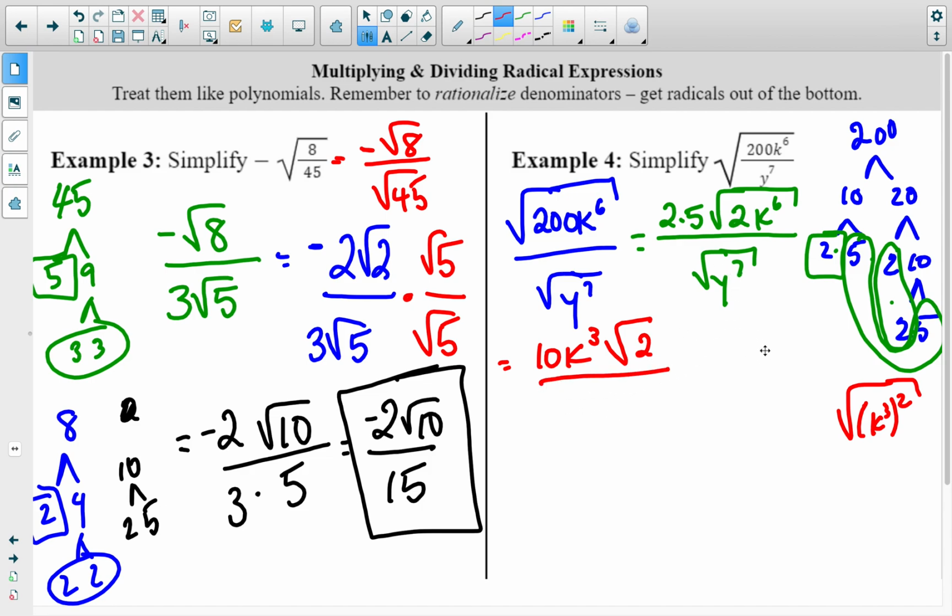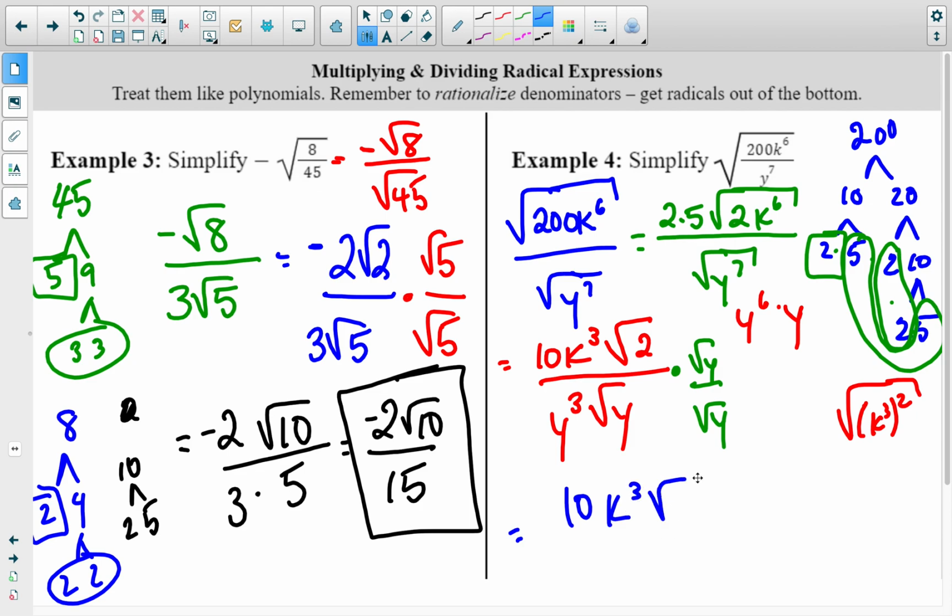Thinking about this y to the 7th, we can think about it like y to the 6th times y, right? And then this y to the 6th can be y to the 3rd squared, which means a y to the 3rd is going to come out front. And then this y is stuck inside. We don't like that there's a square root in our denominator, so we're going to multiply by the square root of y over itself. And then we'll end up with the following.